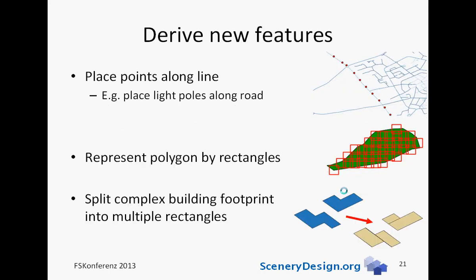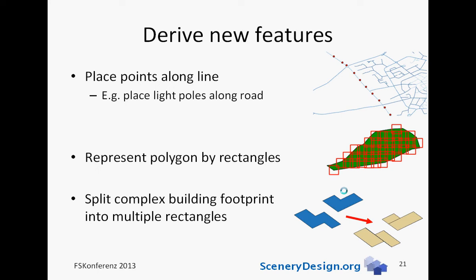On this slide I have a few examples of processing that can be done to add new features to the vector data. The first one is to place points along a line. So you might have a road, and if you want to place light poles along that road, for example, you want to have point features defined at a regular distance along that line. So that's what this processing does. It places points along a line.